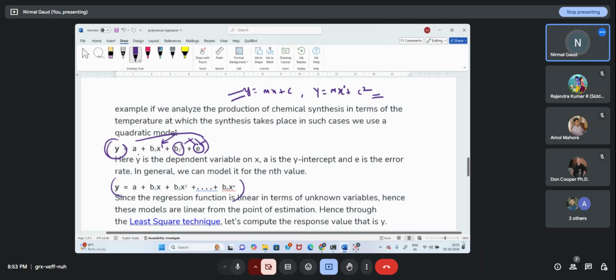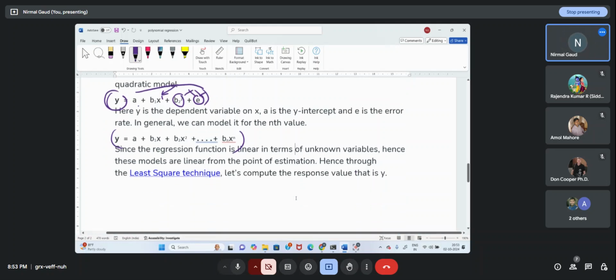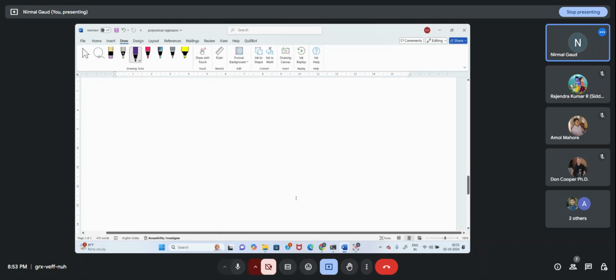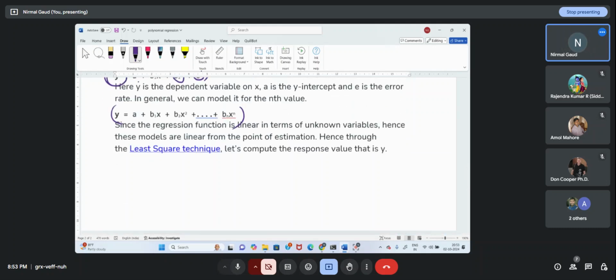Now in this particular case, x has higher degrees. Because it has higher degrees, this is a polynomial.